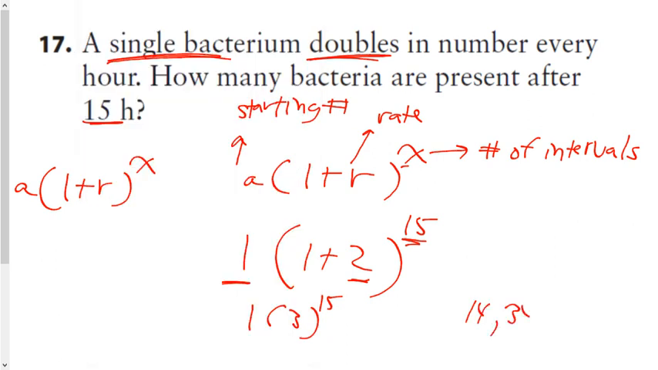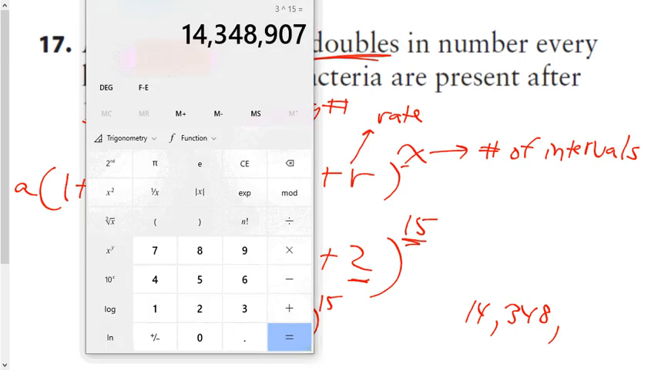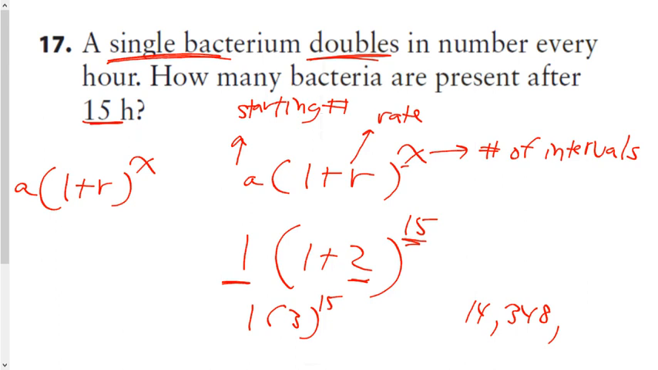So when I go 3 to the exponent of 15, that is 14,348,907 multiplied by 1, which means at the end of 15 hours, there will be 14,348,907 bacteria present.